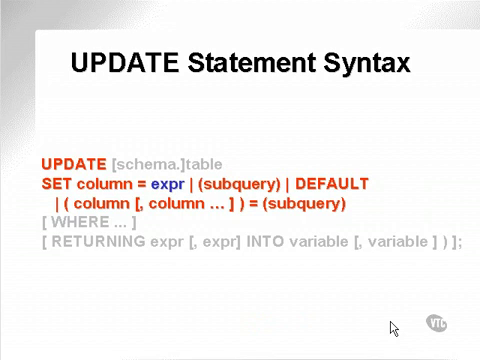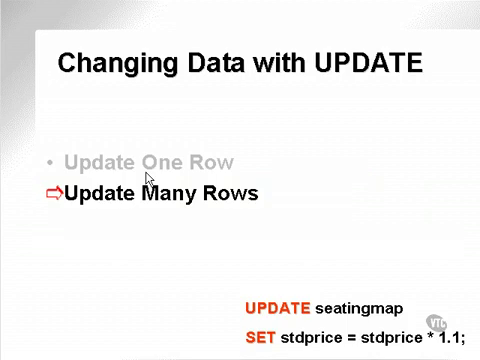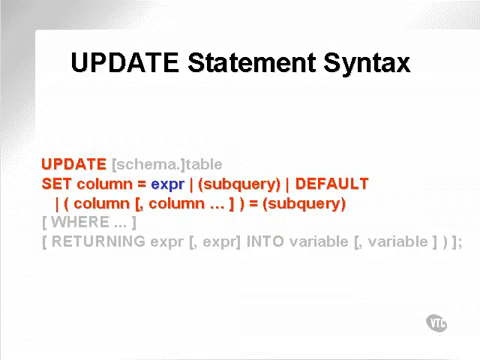This is the update statement syntax, where we update a table and we set columns equal to values. The where clause filter will allow us to update either a single row or a subset of rows within a table. Removing the where clause altogether, we have no filtering. We would therefore update all the rows in a table, as in this example, updating the seating map table and changing the standard price. The heart of the update statement is the set clause.